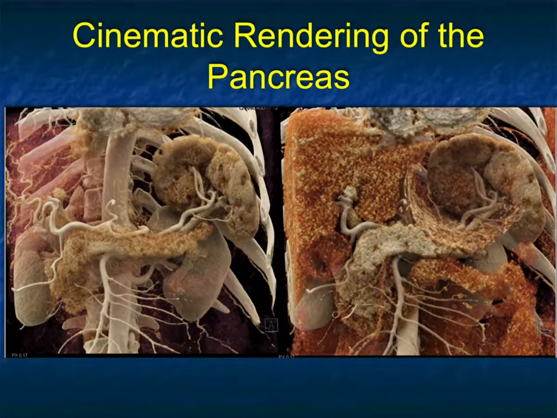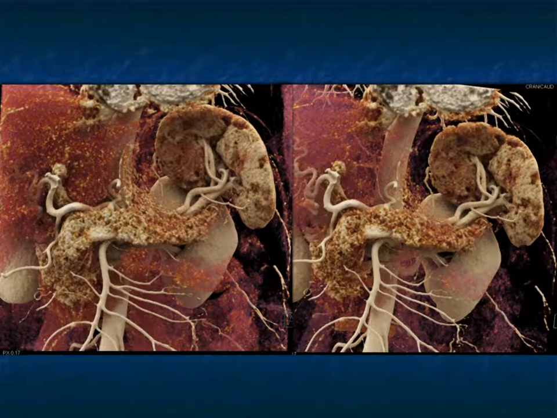Now, as you move to the pancreas, here's an example of a normal pancreas, very nicely shown with the cinematic rendering. Look at the spleen. You see the splenic artery and vein entering the spleen. You nicely see the lobulations of the spleen. I can either show you the liver well on the right or just some of the vessels on the left.